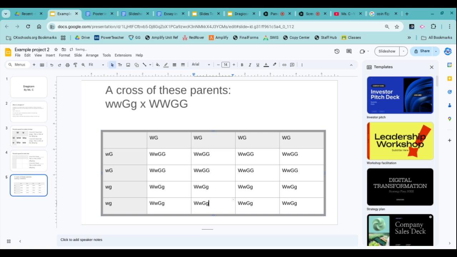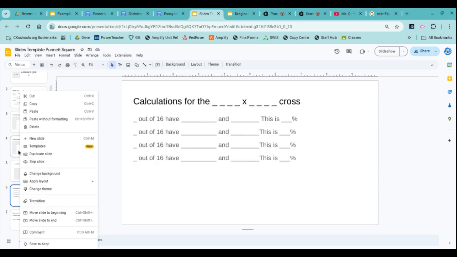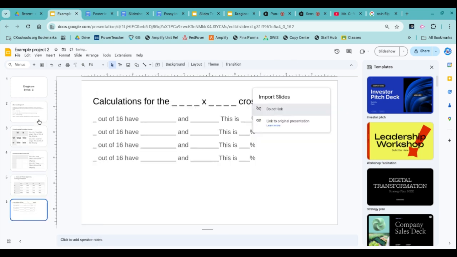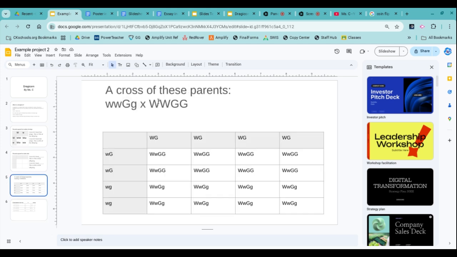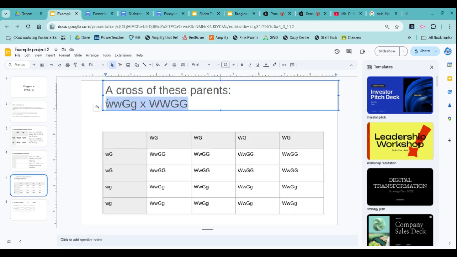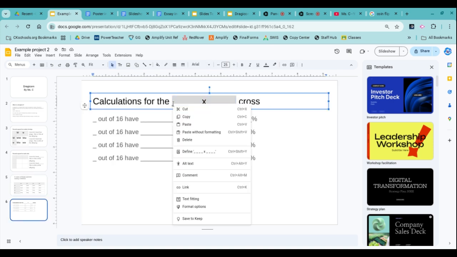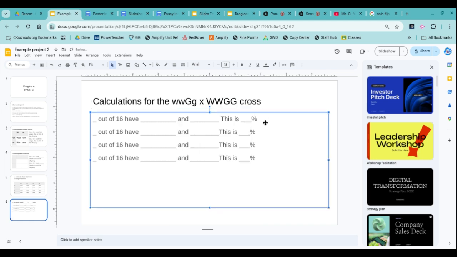There we go. And we are done. So finally, I need to do the calculations, and I'm going to go and grab the template for this as well, because it will make your life easier. It will make my life easier while I'm doing this. There we go. And what kind of cross did we have? We had... There we go. So blank out of 16 have this and this trait. This is what percentage?